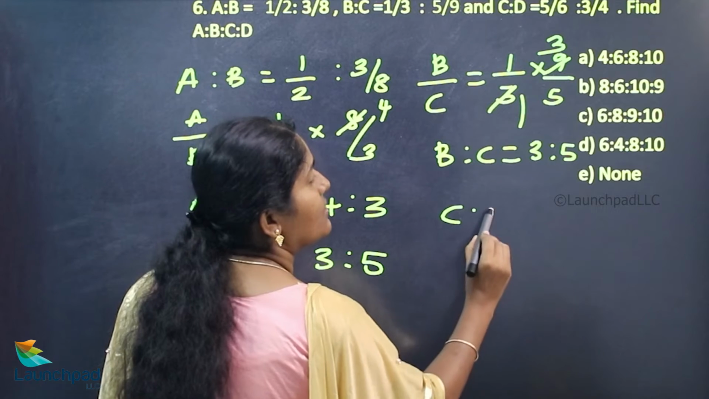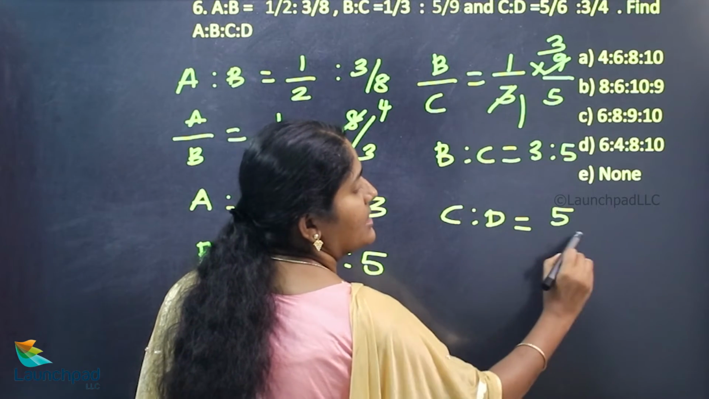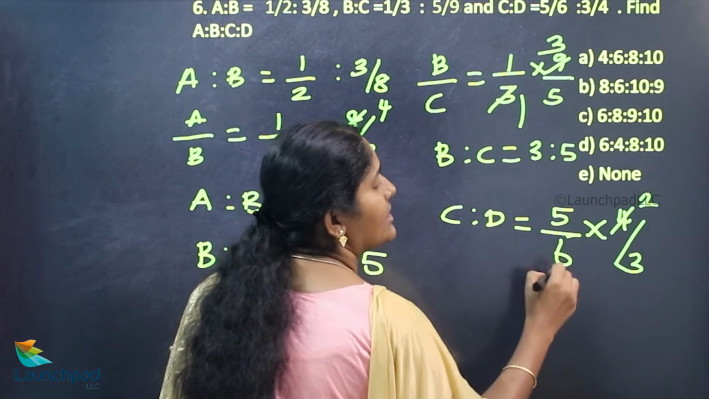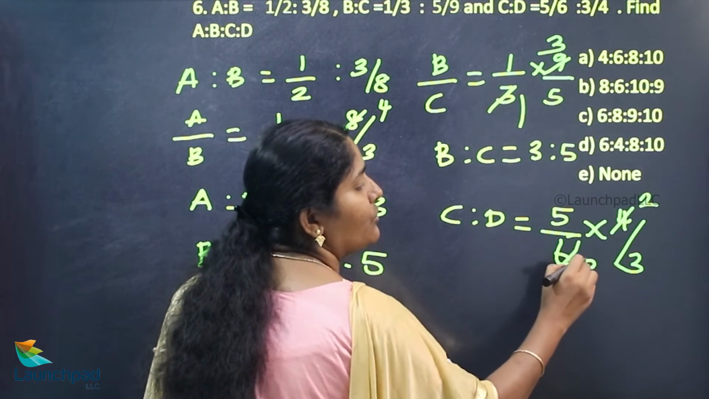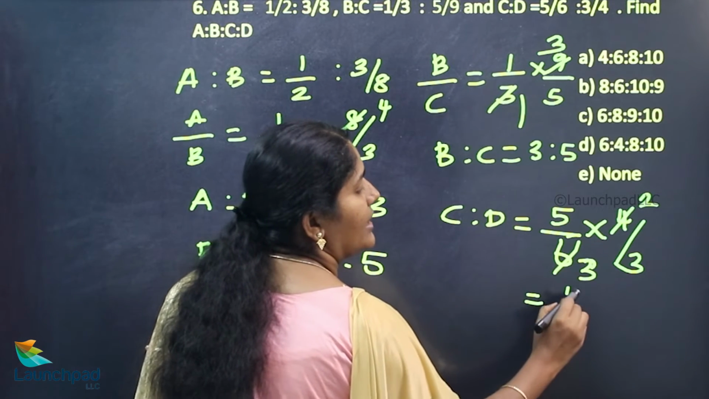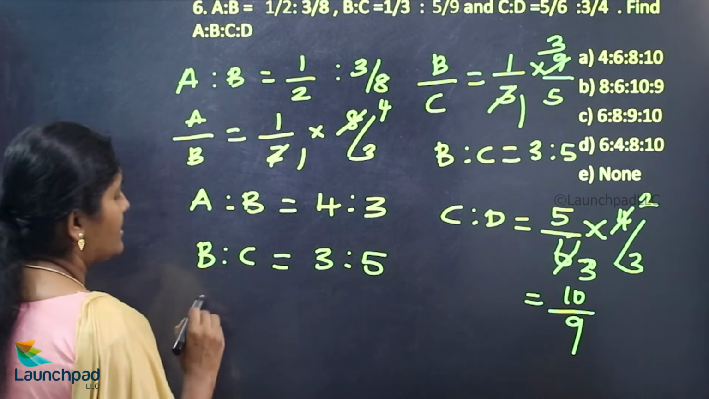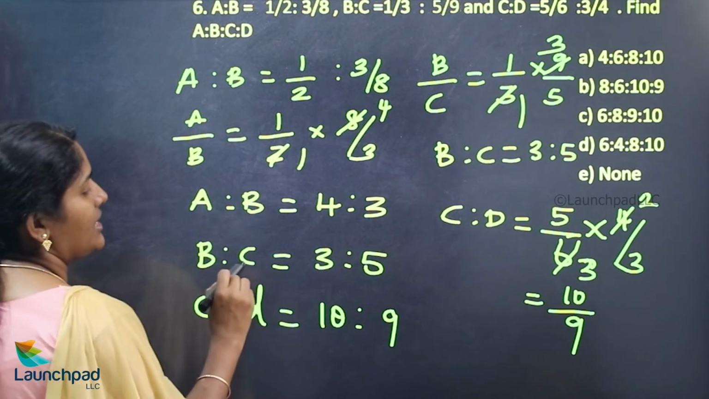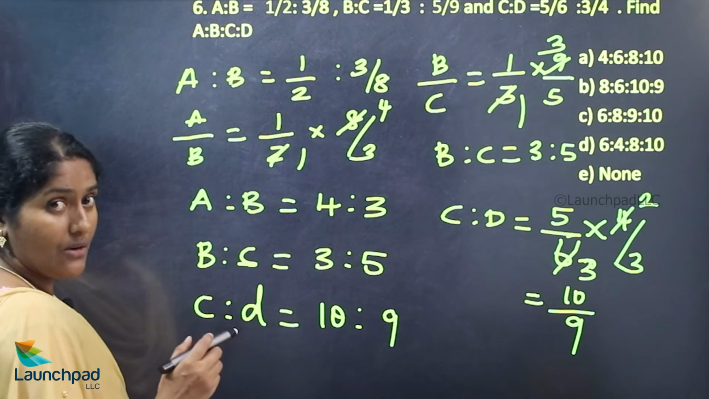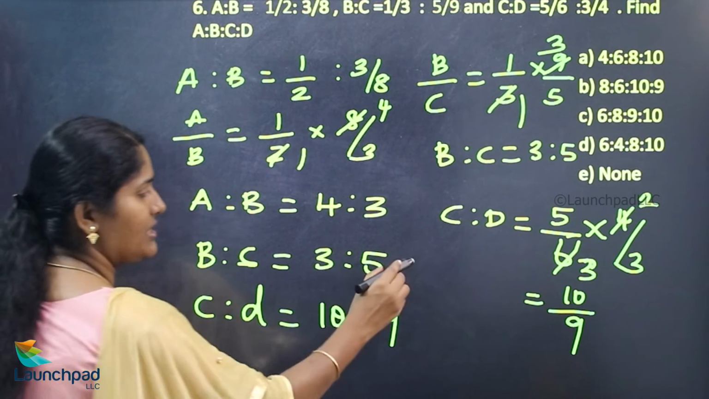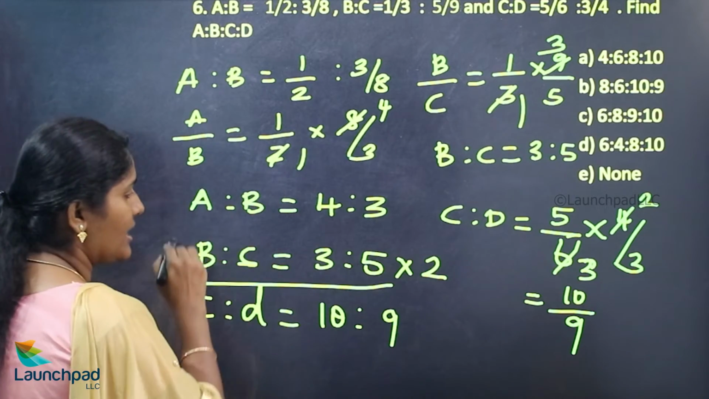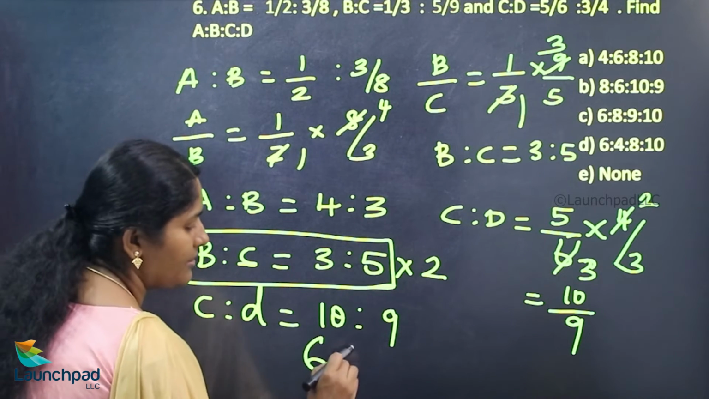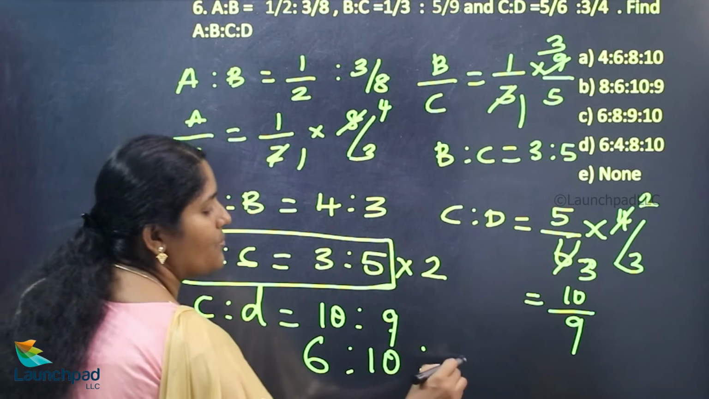So, C is to D is equal to 5 by 6 into, it will be reciprocal, 4 by 3. 2 2s are 4, 3 2s are 6, 5 2s are 10. 10 divided by 9. Hence, C is to D will be 10 is to 9. Now the C term is to be converted to 10 by multiplying by 2. The entire term will be changed as 6 is to 10 is to 9.